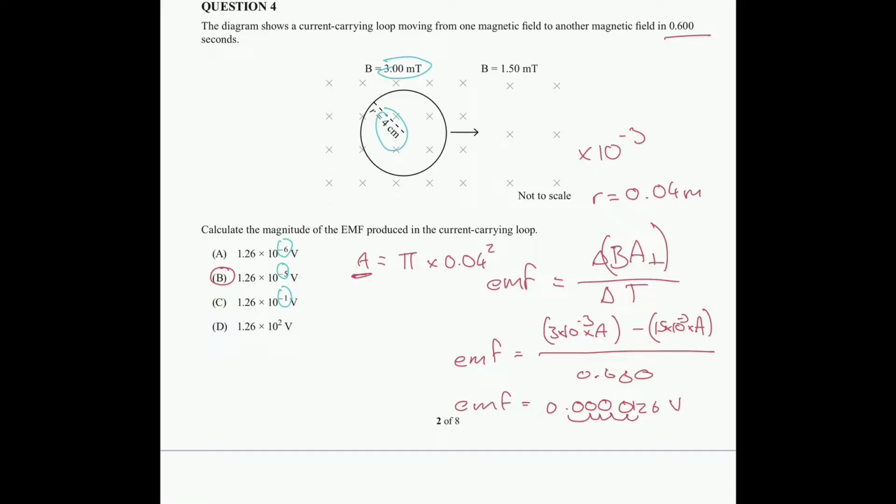We'd get 1.26 times 10 to the -1, or even 10 to the power of 2. So we've got to be very careful with these kinds of questions when you see all the options are nearly the same, but the main thing that's different is your power. They're trying to get you to think about, are my units correct?